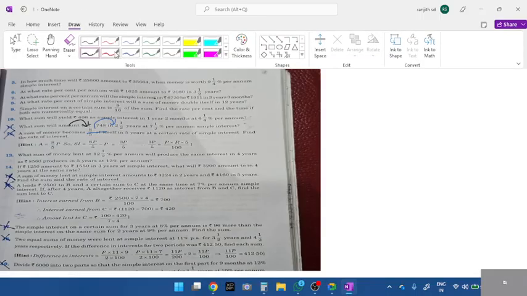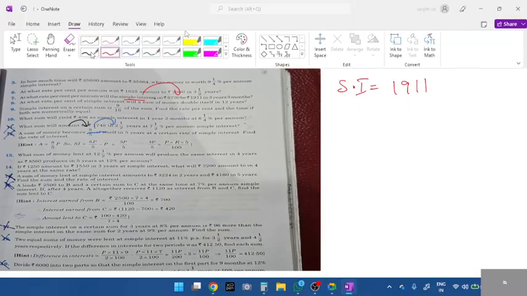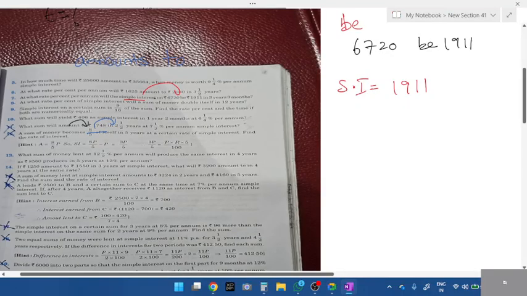At what rate percent per annum will the simple interest on 6,720 be 1911? Can you see simple interest on 6,720 be 1911 is given? Simple interest be. So which one is simple interest and which is principal, students? Which is greater? Yes, simple interest is 1911. That is what they have given here. Understand this. Simple interest be. Look at the word be. Be means equal to. In mathematics, be means equal to.